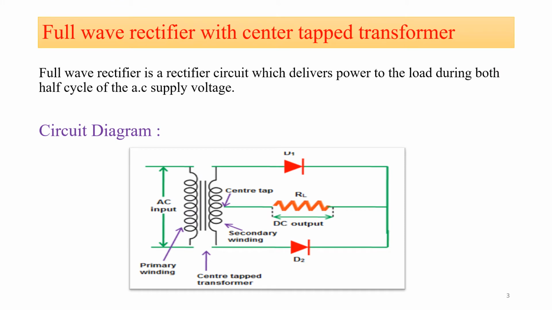Before starting the full wave rectifier, let's revise our last lecture, that is half wave rectifier. In half wave rectifier, one normal type of transformer is used, then one diode is used, and we calculated the output voltage across the load. And what is your observation? For the first positive half cycle, our diode will be in forward bias condition, so we will get some output voltage. But for the negative half cycle our diode will be in reverse bias condition, so it will act as an open switch, so the output voltage across the load is equal to 0.